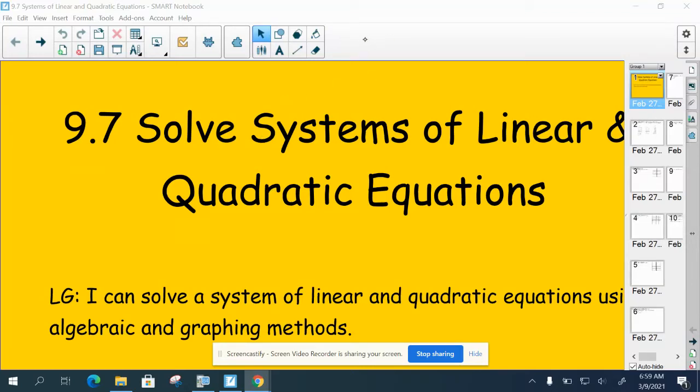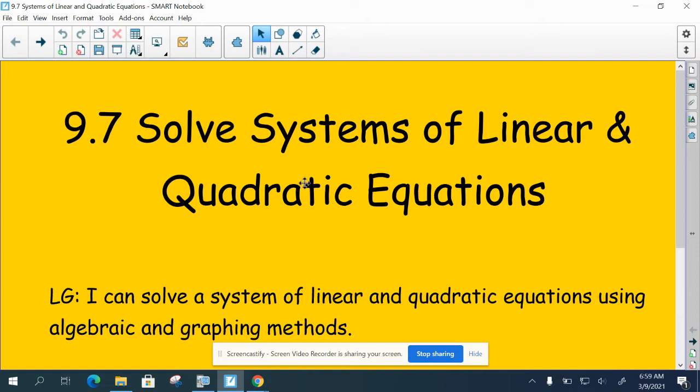Hello everyone, this is the second part of lesson 9.7, solving systems of linear and quadratic equations. In the last Edulastic, you learned how you can do this by graphing the two equations and finding the points where they intersect. Sometimes they'll intersect 2 times, sometimes just once, and sometimes never at all. So there are other methods algebraically that we can use to solve systems of equations.